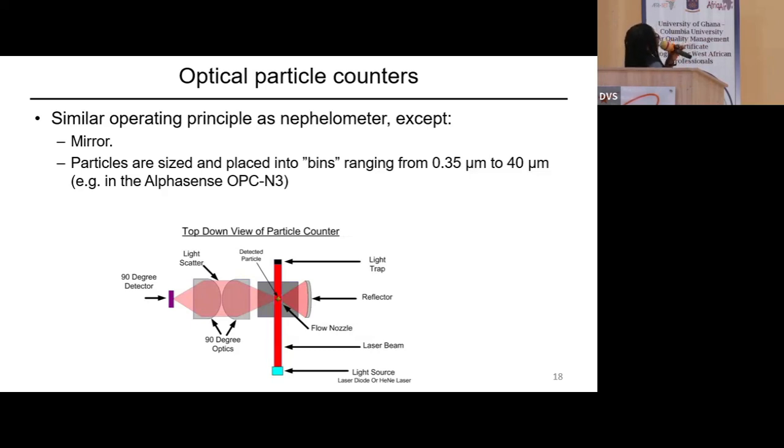But this one is very good because it can cover from 0.3 micrometers to 40 microns, and this is very good for us. So it's good if one has a sensor that has a combination of this and the other one. Next slide.